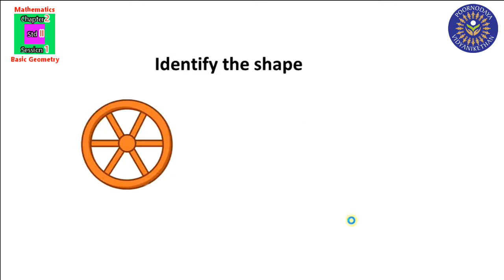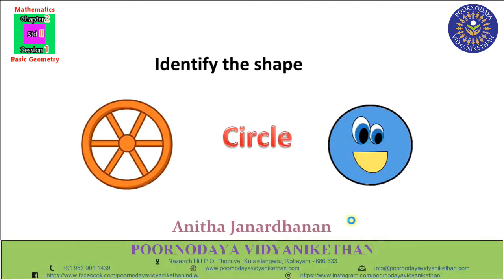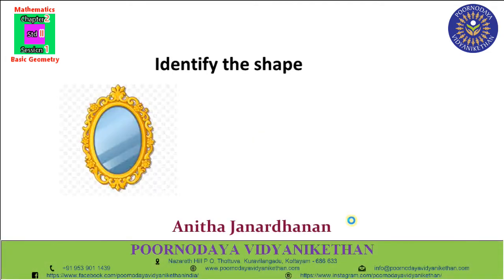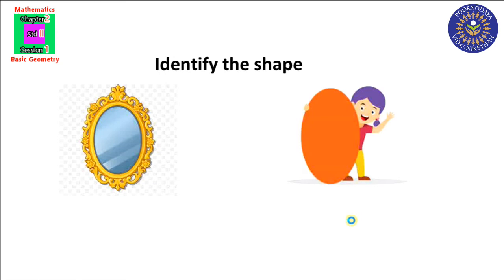Then now, tell me the shape of this wheel. Yes, what is it? Circle. A wheel has a circle shape, isn't it? See here. Can you tell me the shape of this mirror? It's an oval shape. The mirror is an oval shape.